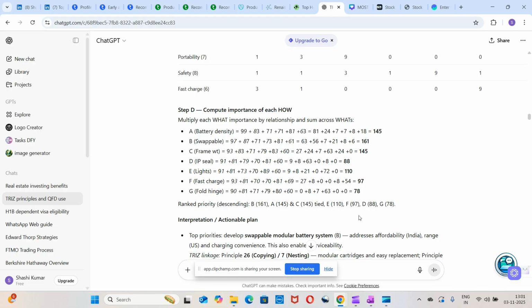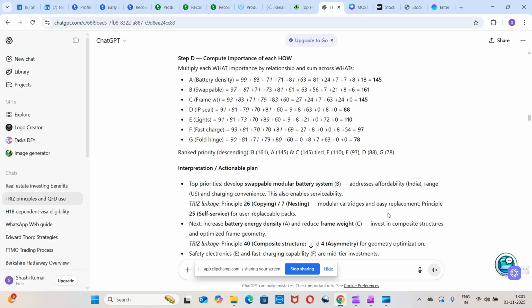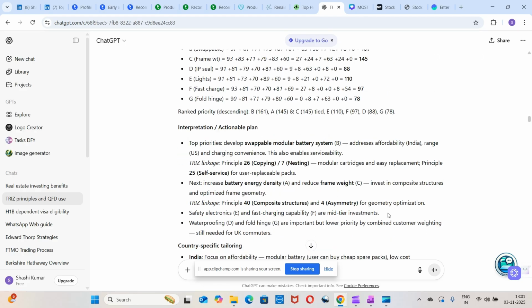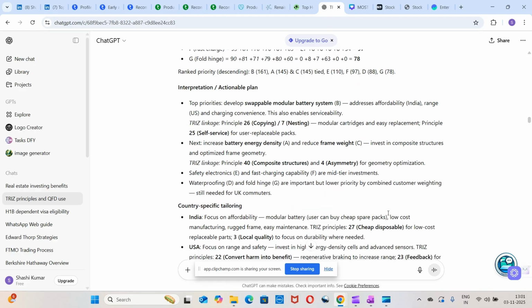And then we have IP seal and fold hinge. Based on this priority, we will come up with an actionable plan. The top priority is to develop a swappable modular battery system. This addresses affordability in India, range in the US, and charging convenience, which also enables serviceability.